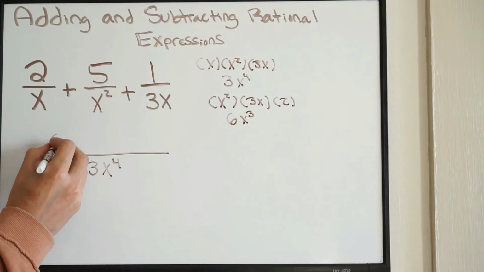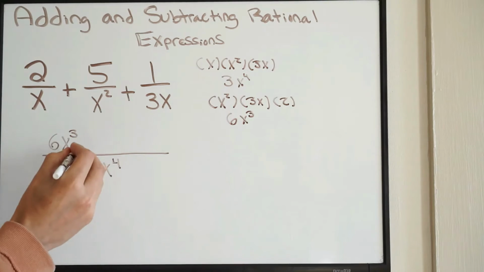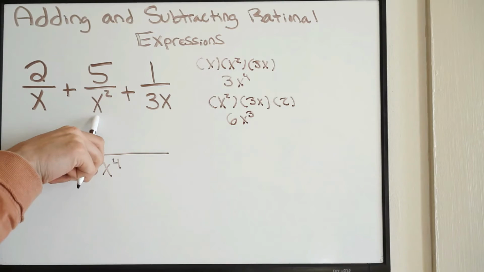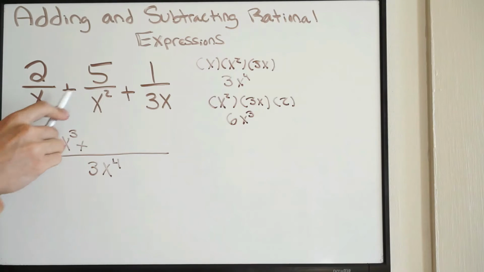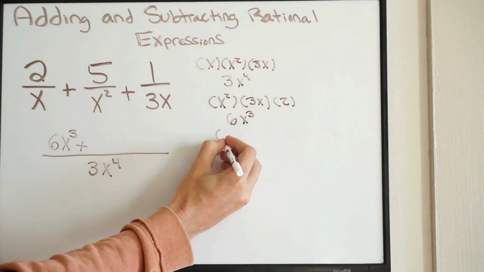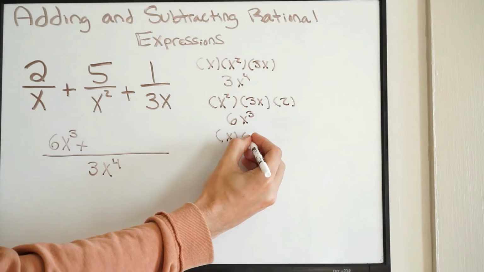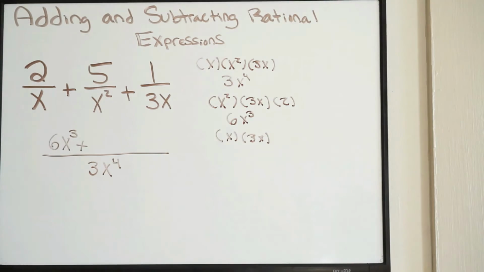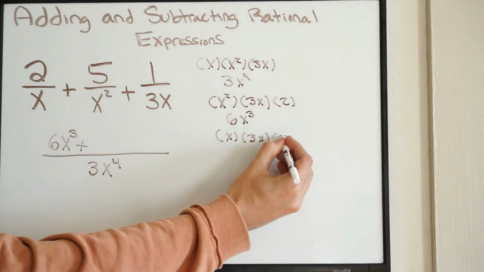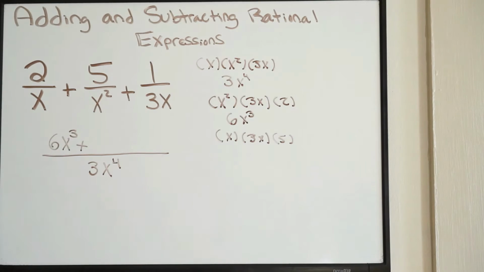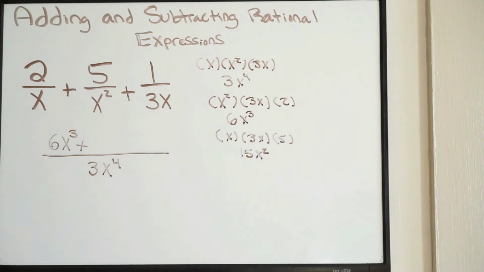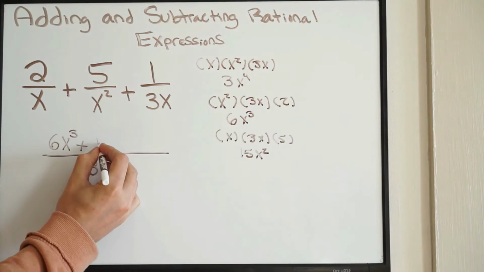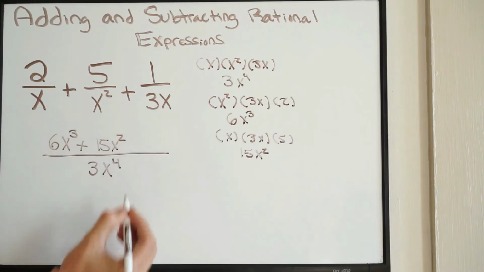Okay, so 6x to the third power plus, okay, moving on, what did we multiply this by in order to get 3x to the fourth? Well, we multiplied by x and 3x. So we're going to write x and 3x, and then we're just going to multiply by whatever our numerator is. In this case, it's 5. So, times 5. Okay, doing this out, you're going to get the following. We get 15x squared. Okay, so I'm going to write that here, plus 15x squared.